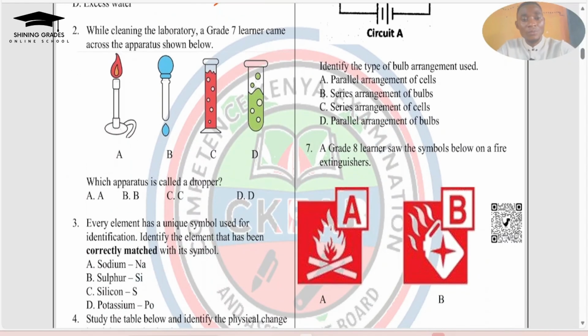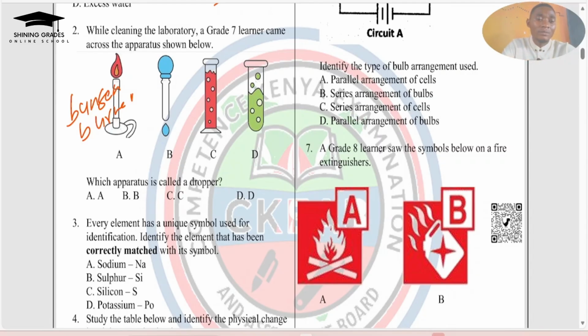Question number 2. While cleaning the laboratory, a grade 7 learner came across the apparatus shown below. Which apparatus is called a dropper? We have A. Learners, A is what we call a Bunsen burner. A Bunsen burner is one of the apparatus that is used in heating substances in the laboratory.